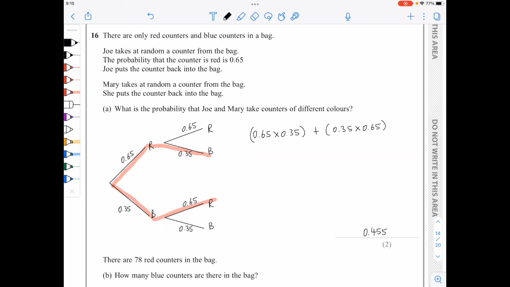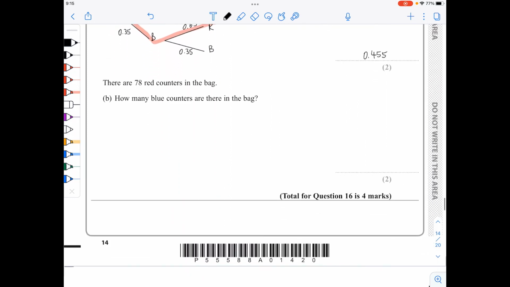0.455. There are 78 red counters in the bag. How many blue counters are there?